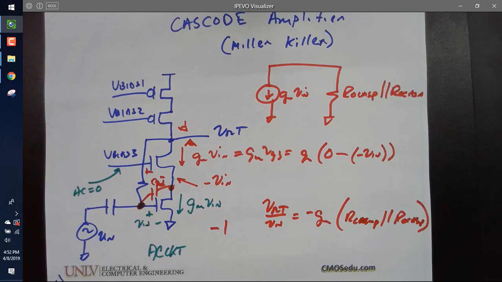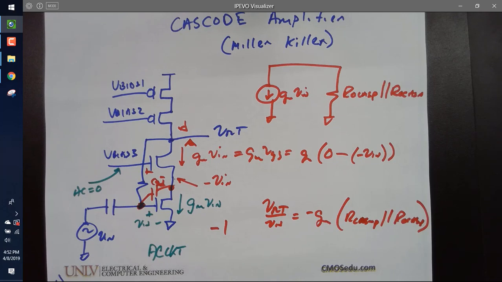However, I don't have the Miller effect. So what do you think about cascodes? Super useful. Right? Because you get high gain and you don't have the limited frequency response.